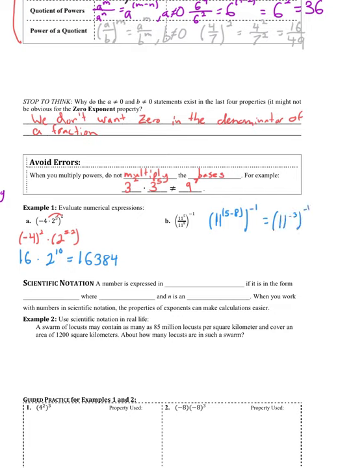So I take care of what's in the parentheses first. And once that's taken care of, now I can go ahead and distribute this negative 1. I'm going to get 11 to the negative 3 times negative 1, which becomes 11 to the positive 3. And that'd be as simple as it gets. I could expand that out to get 1,331, but 11 to the 3rd is kind of the answer for that particular problem.